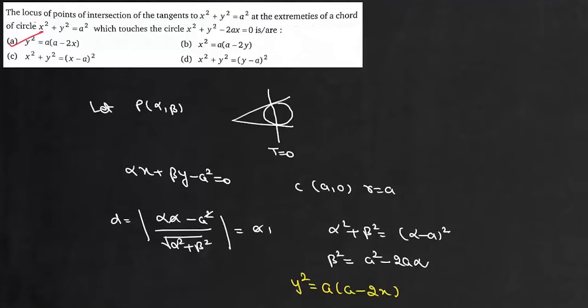And since it is a multiple choice question, we can substitute xy here also. So it will be this x square plus y square, and this is x minus a whole square. That means the correct options are A and C.